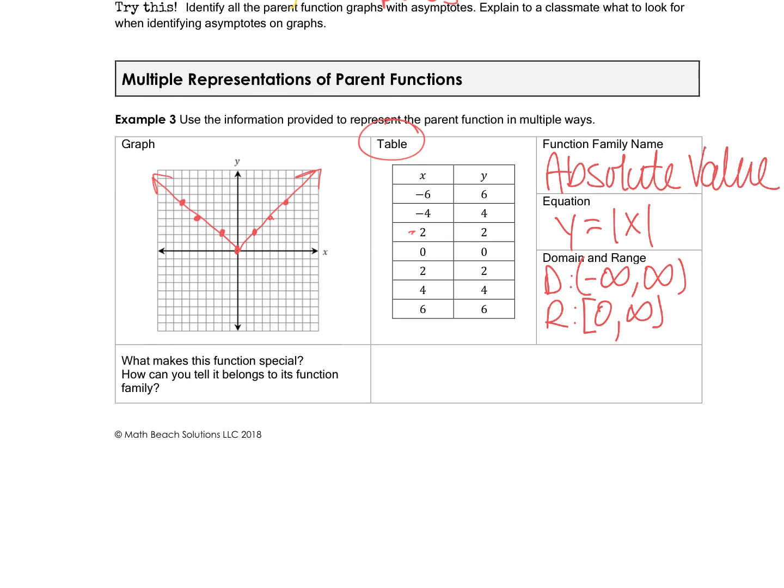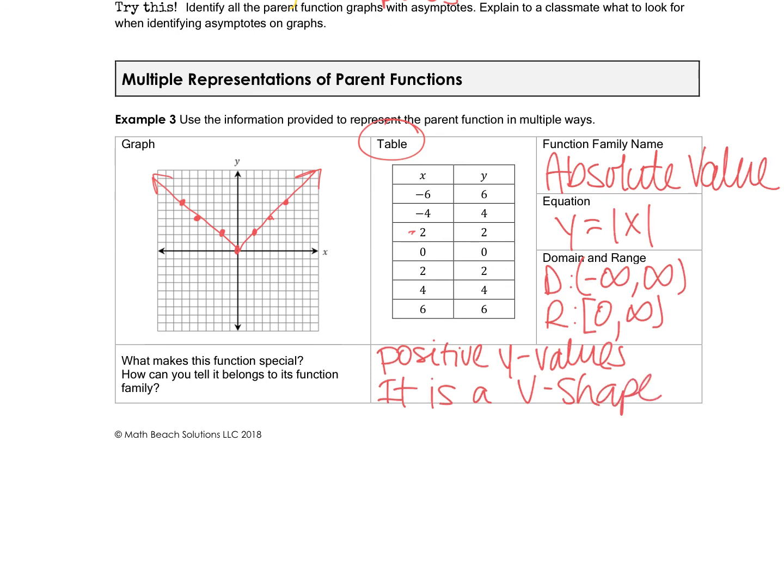Okay, so it says what makes this function special. So notice that it is only using positive y values. The reason for that is when you take the absolute value of something, it's always positive. You're finding the distance the number is from 0. And then it says, how can you tell it belongs to this family? Because of the V. So it is a V shape.